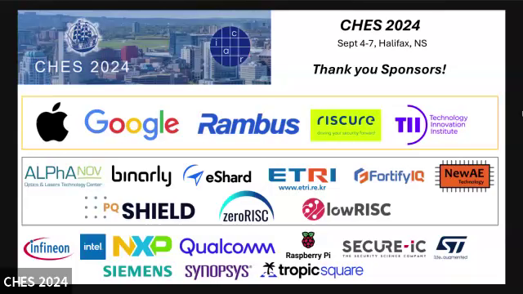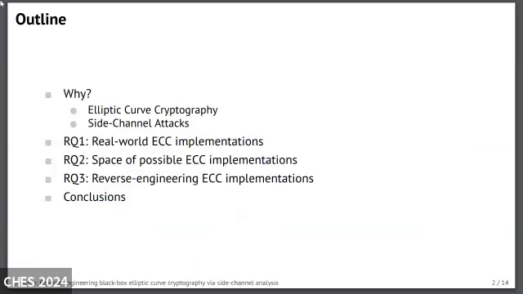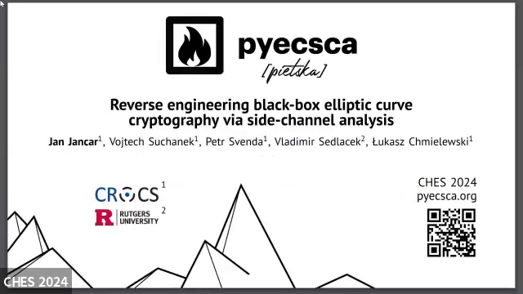The title of the talk is PIRE SCA, Reverse Engineering Black Box Elliptic Curve Cryptography via Side Channel Analysis, and the talk will be given by Jan Jančar. Just to mention, this is also the talk with the winner of the Artifact Award yesterday.